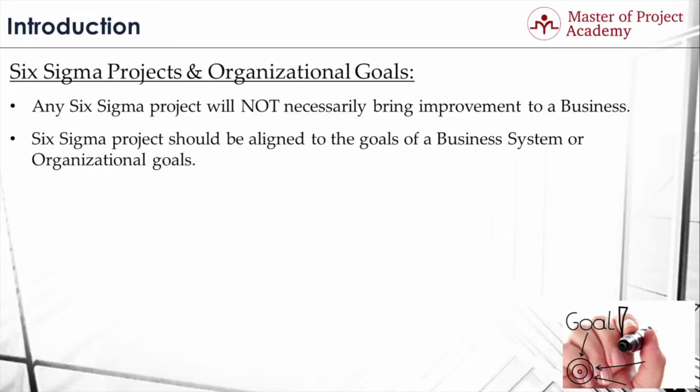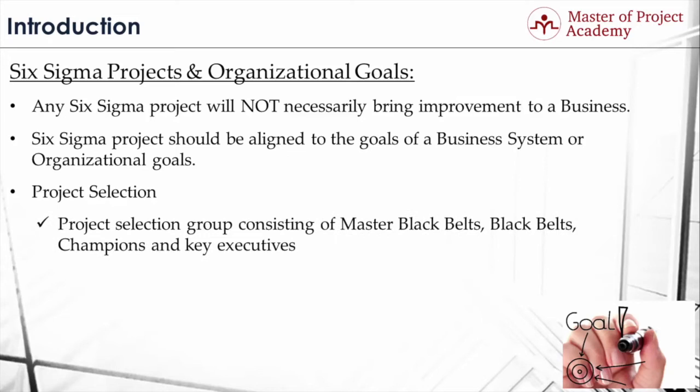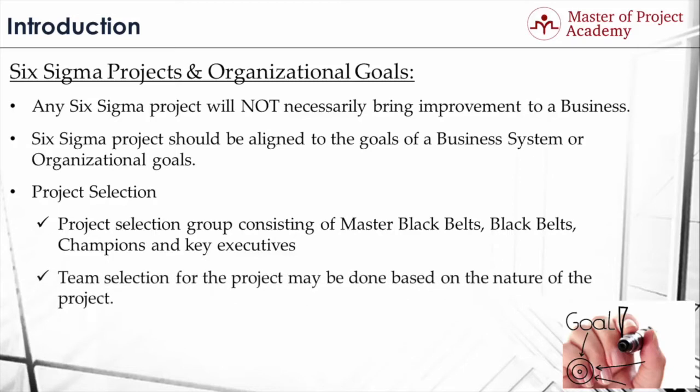Based on the organization's goals, project selection is done. The project selection group, consisting of master black belts, champions, and key executives, establishes a set of criteria for project selection and team assignments. Team selection for the project may be done based on the nature of the project. If the project has extensive data analysis, it may be given to a Six Sigma team. Whereas, if the project is about establishing a necessary quality standard, it may be given to a quality assurance team.